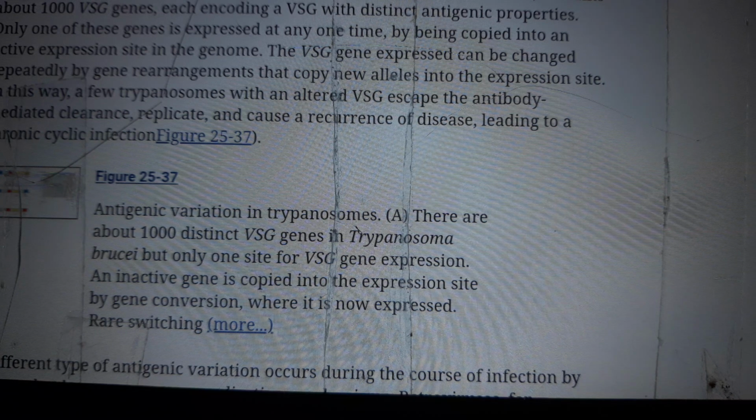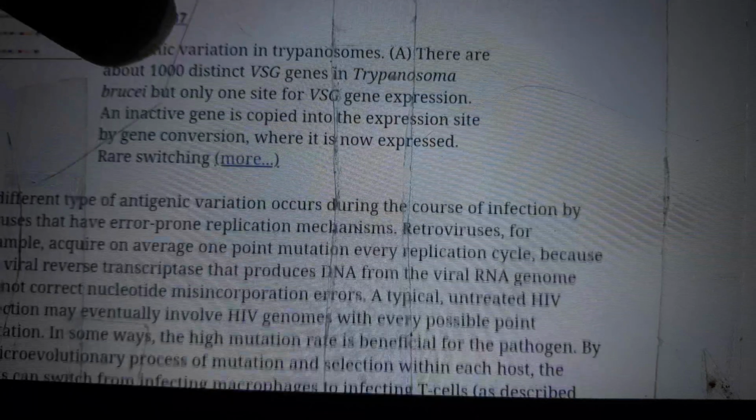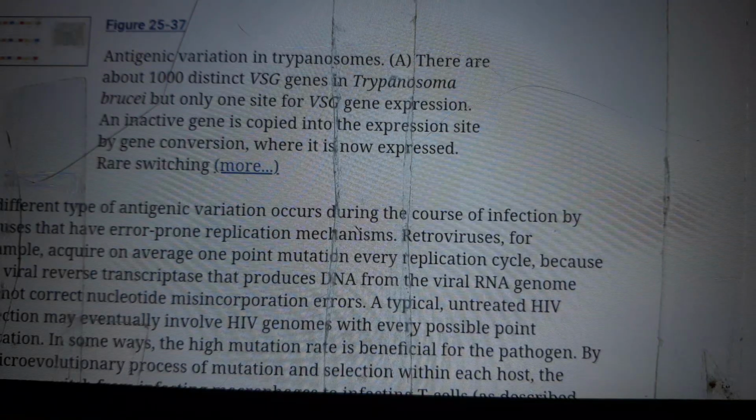The trypanosome genome, however, contains about 1,000 VSG genes, each encoding a VSG with distinct antigenic properties. Only one of these genes is expressed at any one time, by being copied into an active expression site in the genome. The VSG gene expressed can be changed repeatedly by gene rearrangements that copy new alleles into the expression site. In this way, a few trypanosomes with an altered VSG escape the antibody-mediated clearance, replicate, and cause the recurrence of disease, leading to a chronically cyclic infection.